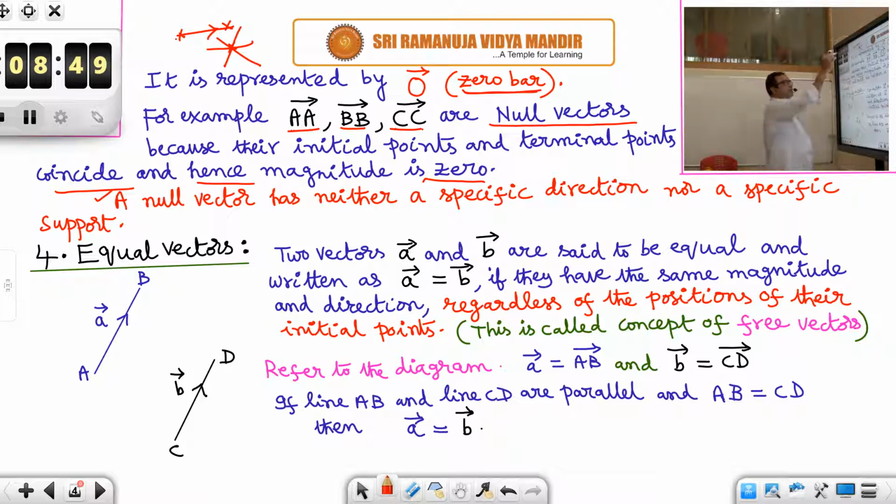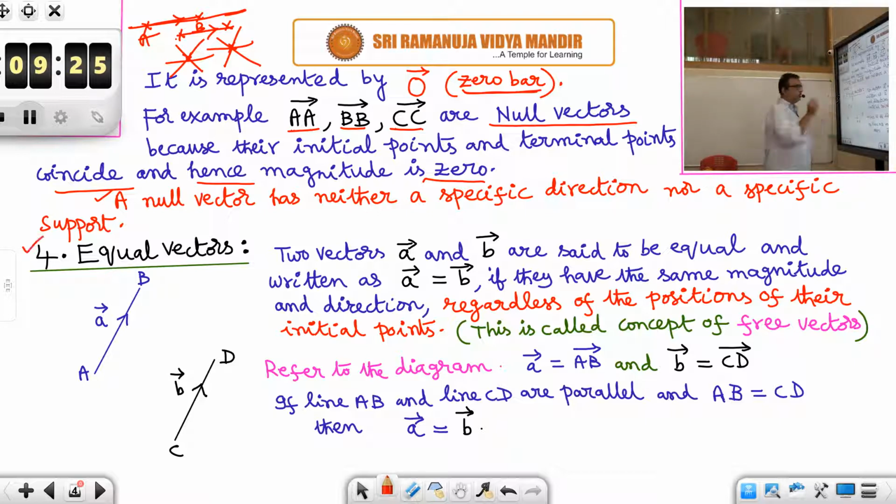Support means what? Suppose AB bar is a vector, then the line produced both sides up to infinity will give a line. That line is called the support of the vector AB bar. But here for null vector, both A and B are coinciding. So in which direction will you extend the line? Any direction you can extend. So therefore there is no specific support. Every line is a support for the 0 vector, and every direction is a direction for the 0 vector. It has no specific direction, no specific support.